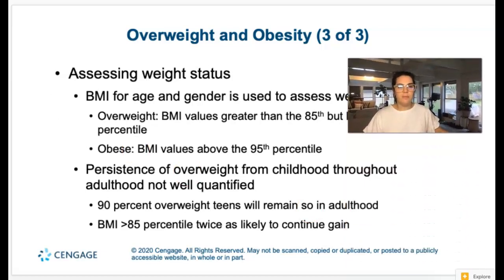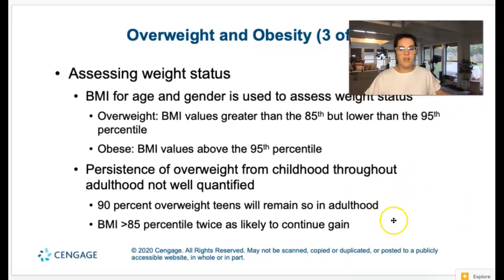So here shows you some of the statistics with overweight and obesity among adolescents. And again, the reason why we want to address this issue during adolescence is because we see that the risk is going to be carried into adulthood.